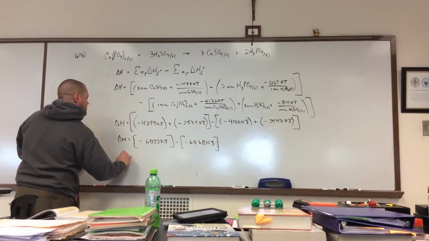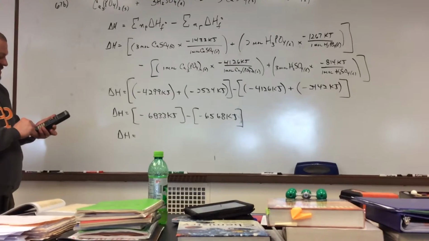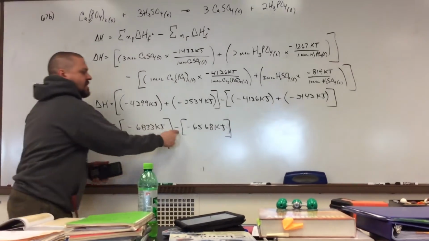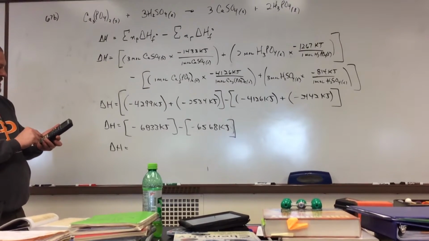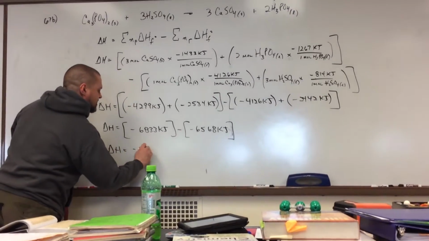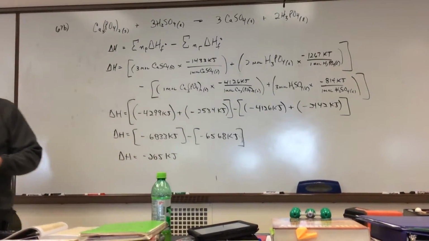And so delta H is equal to, okay, so that's negative 6833 minus a minus, which is plus 6568. And I get negative 265 kilojoules. So those are pretty easy to do.